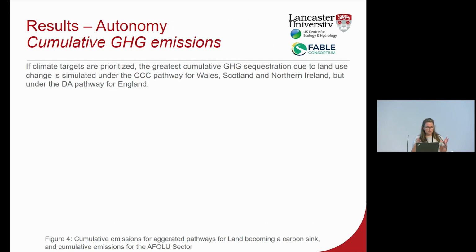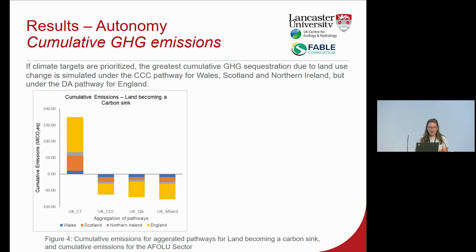Looking at the autonomy, one of the positives of doing the integrated regional models is that we can aggregate these. If we focus on prioritising climate targets, so the greatest cumulative greenhouse gas emissions, and combine them, we end up getting a greater carbon sink for the UK if we do the CCC pathways for Wales, Scotland and Northern Ireland, but the devolved administration pathway for England.